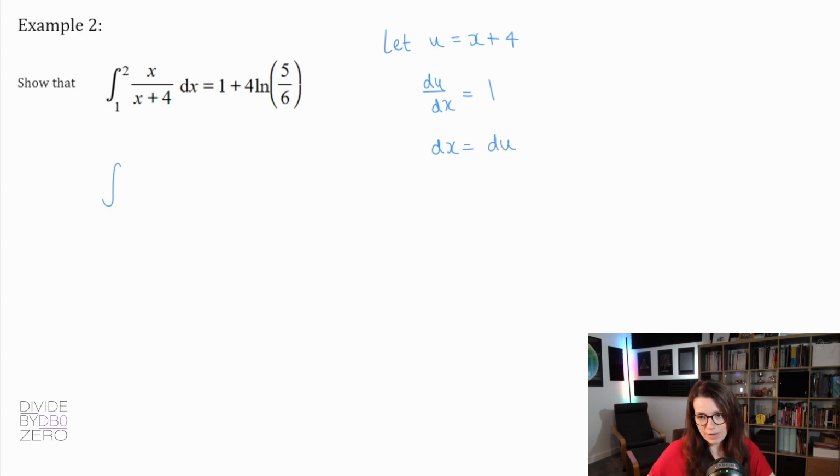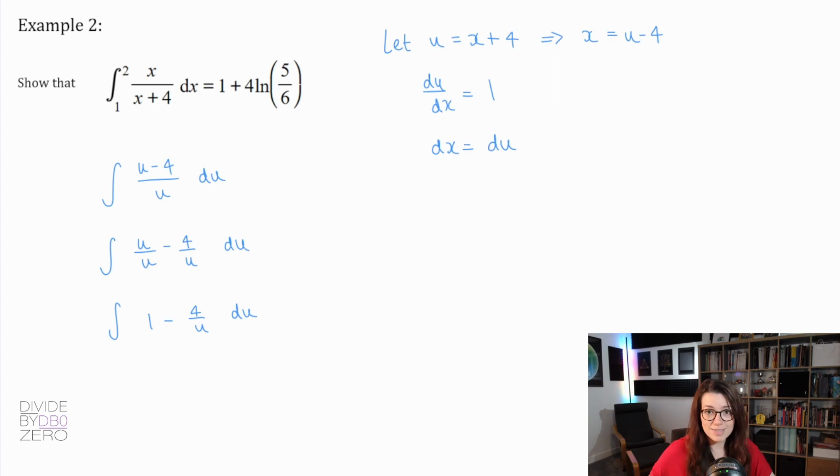So that means we've now got something over u du. All that's left to do is to replace the x if we can. Now, because u equals x plus 4, you can rearrange that and say that x is in fact u take away 4. That way, you can replace the x on the numerator there with u take away 4. This can then be split up like this, so u over u minus 4 over u, which is just the same as 1 minus 4 over u du. Much easier to integrate now.